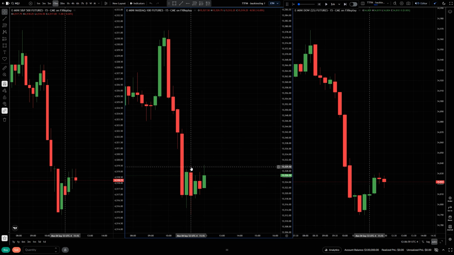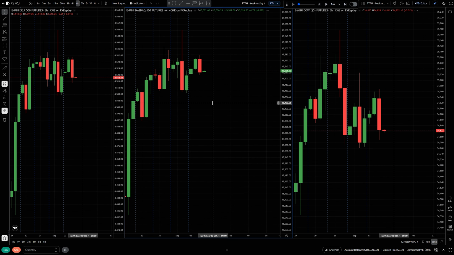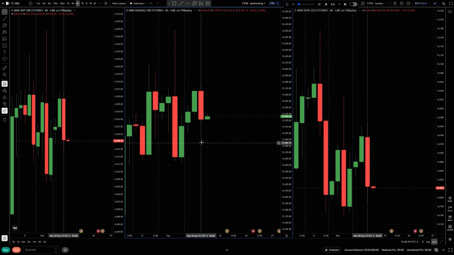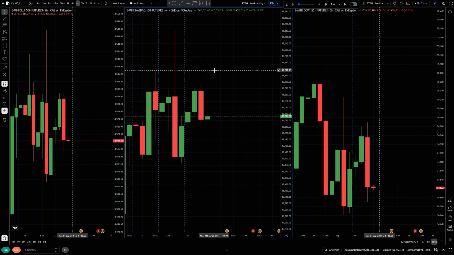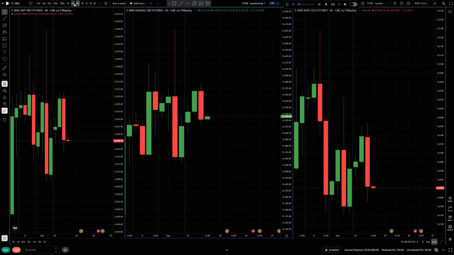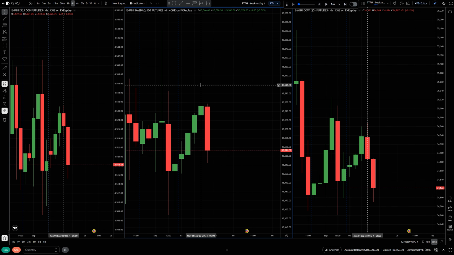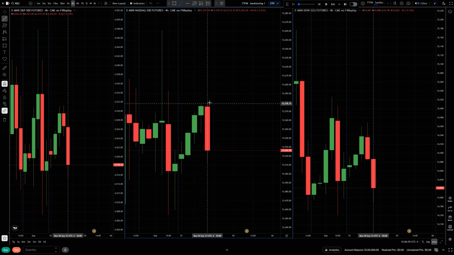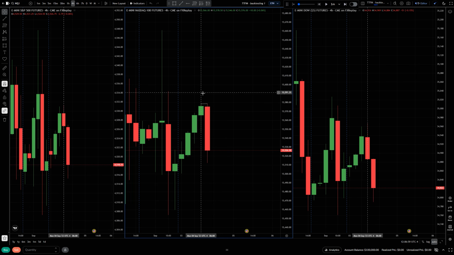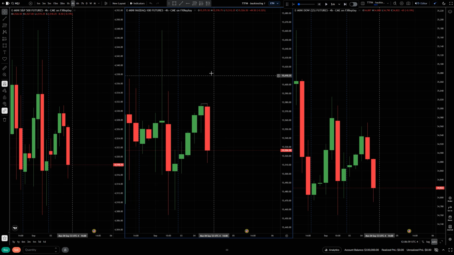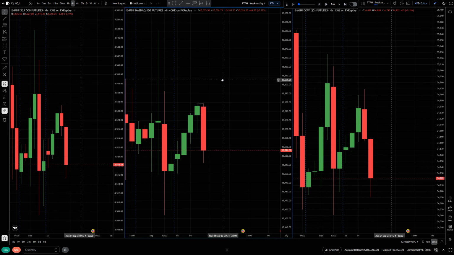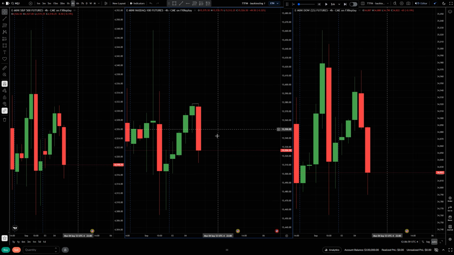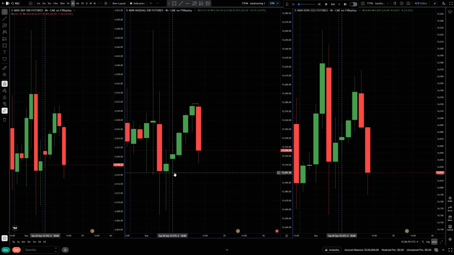So let's reevaluate. This is the new open for a 6-hour candle. We don't have PSP or anything on the 6-hour. On a 4-hour, we can see that we have a PSP on the 6 o'clock candle, and then we have a SMT above it. So we are still looking to get to the low of day on NQ.